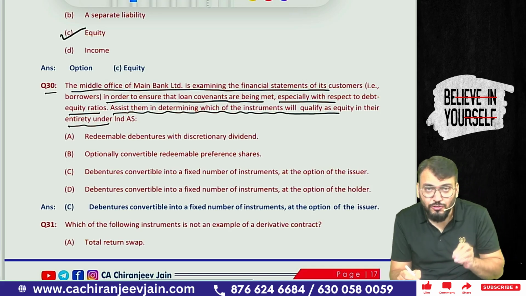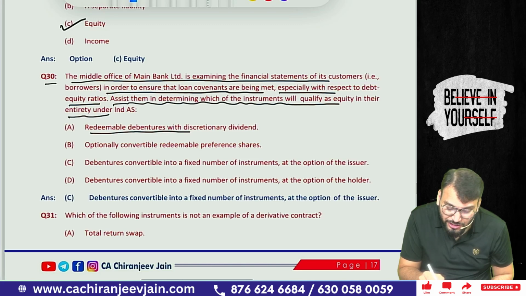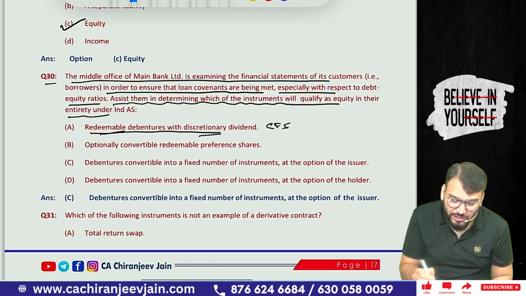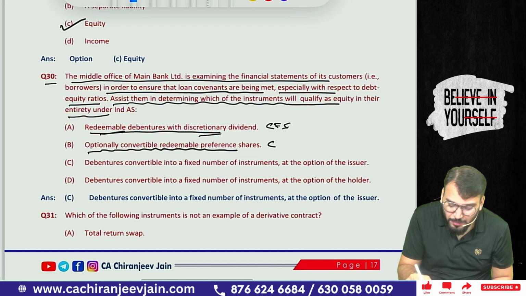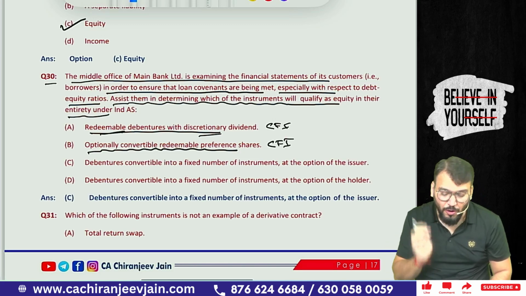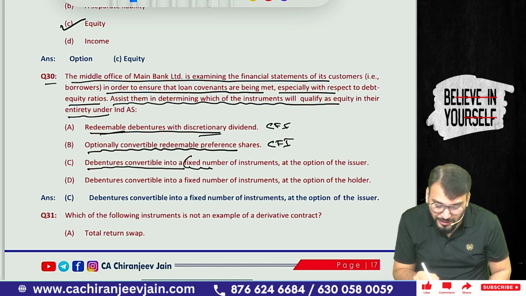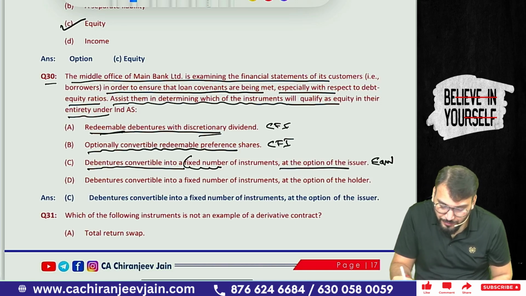So we need to find out which will be equity in its entirety. Redeemable debenture with discretionary dividend is a compound financial instrument. Redeemable and discretionary. Optionally convertible redeemable preference share, optionally, this will also be a compound financial instrument. Whenever it is optionally, it will always be a compound financial instrument. Debentures convertible into fixed, fixed at the option of the issuer, this will be classified as equity.